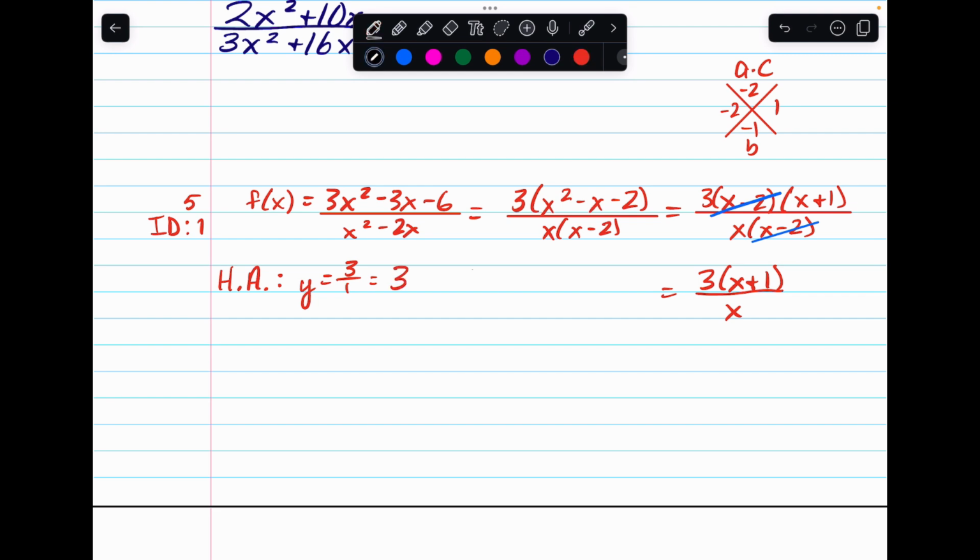My vertical asymptote is going to be x equals, and this is where we set our denominator equal to 0 and solve for x. In this case, our denominator, the simplified one, is the x over here. So we're just setting that denominator equal to 0. And thankfully, I don't have to do anything else because I already solved for x by doing that. Now let's look for an x-intercept.